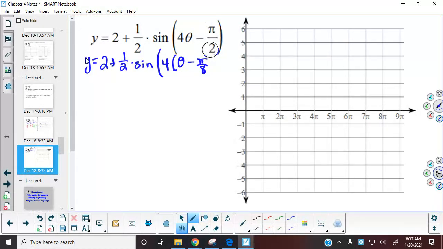And again, what I would recommend is go ahead and distribute just to check, okay? And it will work.